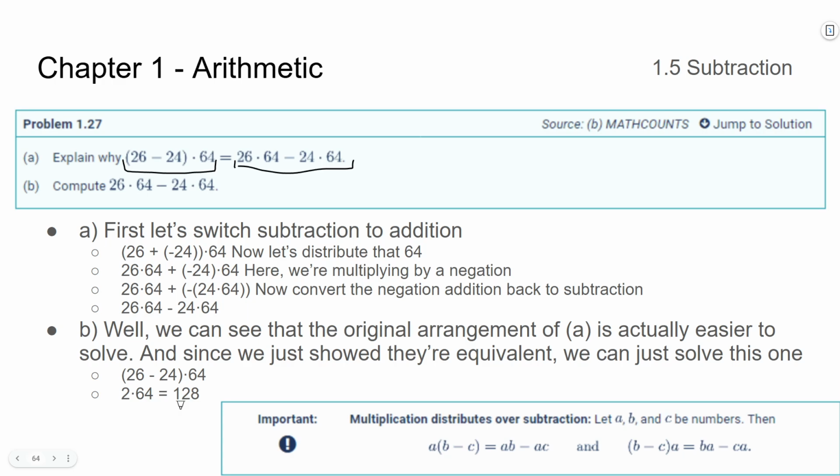All right, so multiplication does, in fact, distribute over subtraction. So if we have A times the quantity B minus C, then that becomes AB minus AC. Same thing if the outer number, the multiplication, is on the right side. It can still distribute across from the right side or the left side, it doesn't matter.